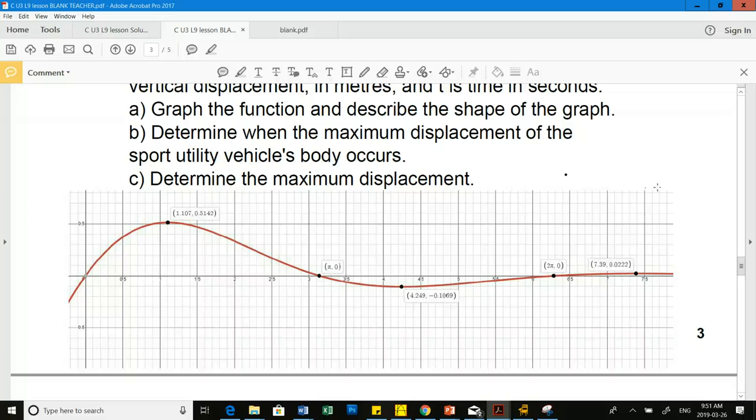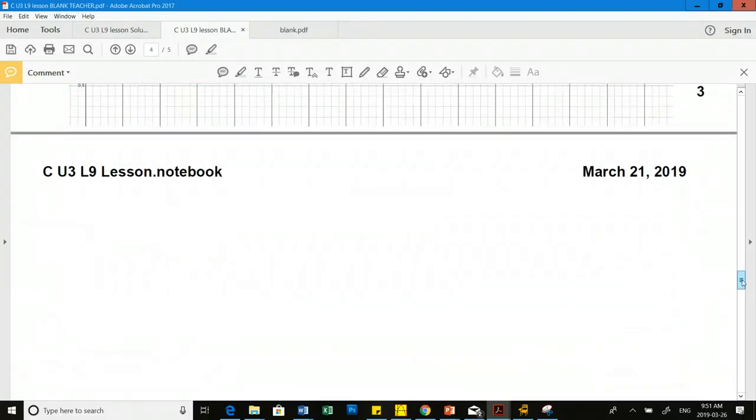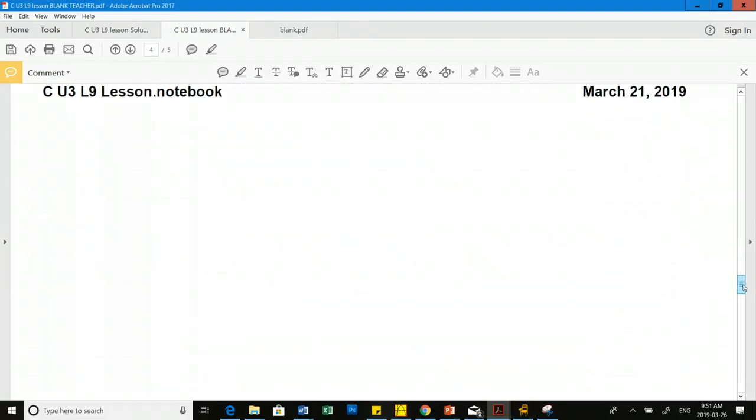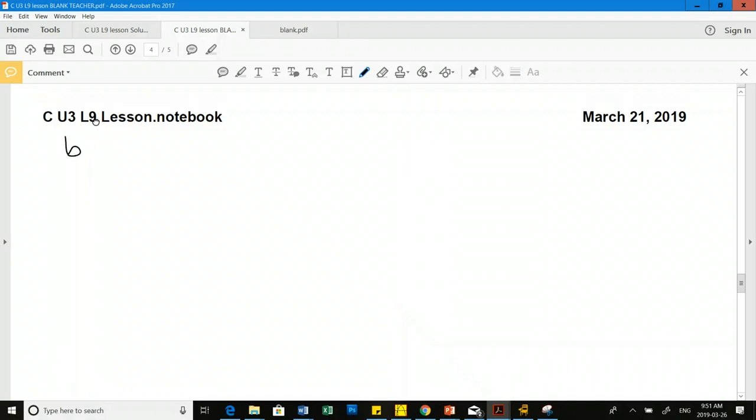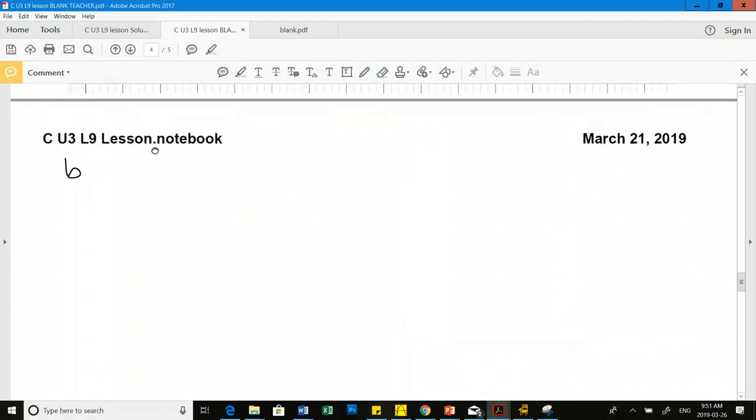See if you can draw yourself a general sketch. What we need in order to do part B is we need to find a maximum, which means we need the derivative. Okay? Am I okay to scroll here? Okay. So for part B, I'm going to take our function, which is h.